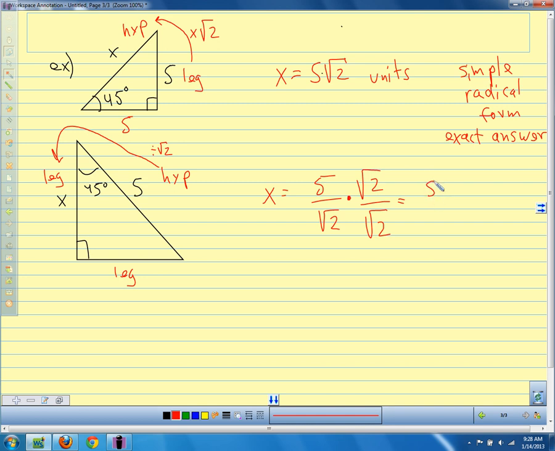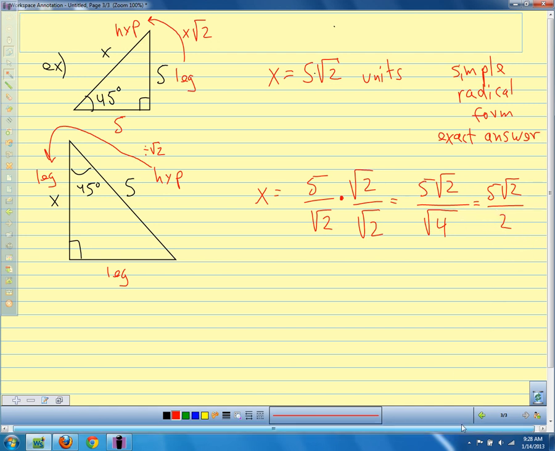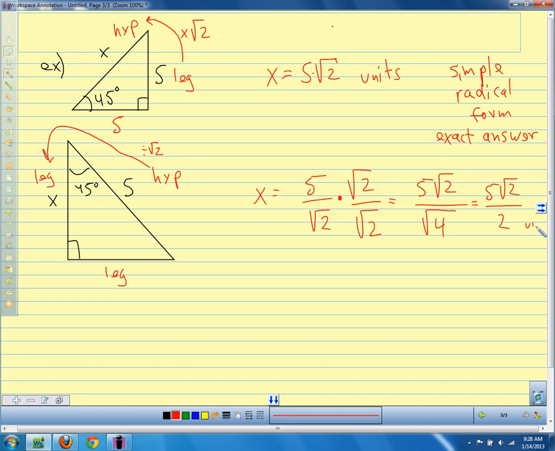So this is 5 times the square root of 2, times the square root of 2. When I multiply square roots, I multiply the numbers inside the square root. So I get square root of 4, and the square root of 4 is 2. So x, the leg, would be 5 square root of 2 divided by 2 units. And this would be my simple radical form, or my exact answer.